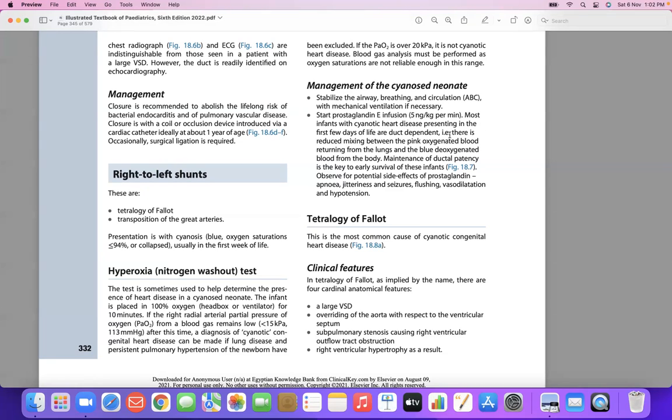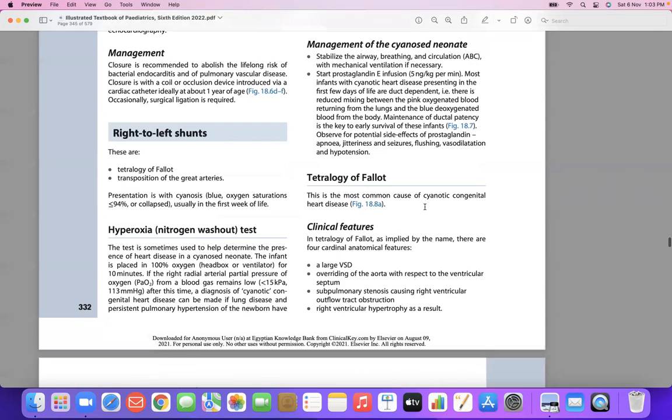So what happens here? There is reduced mixing between the pink oxygenated blood returning from lungs and the blue deoxygenated blood from the body. So maintenance of ductal patency is the key to early survival of these infants. Observe the potential side effects of prostaglandin. Here he has given apnea, jitteriness, seizures, flushing, vasodilatation, and hypotension. So whenever you give prostaglandin, observe the baby, very important.